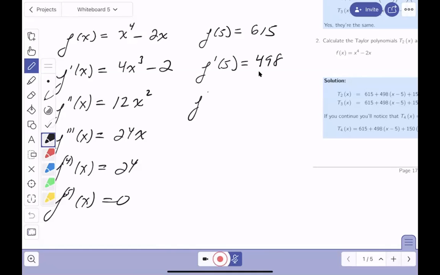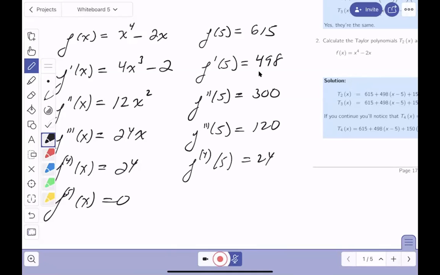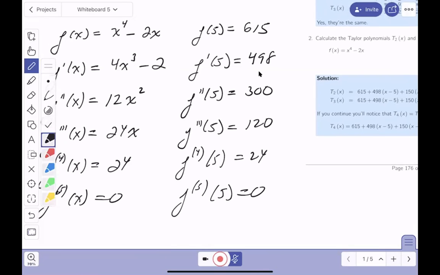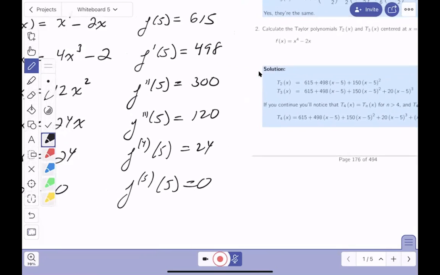And let's do f double prime at 5. We're getting easier. That's 25 times 12. 250, 300. f triple prime at 5, 24 times 5 is 120. And if I did f fourth derivative at 5, well, that's pretty simple. That's 24. And then there on out, they're all going to be 0. All right, I'll put that down for you, though. Now, someone says, I didn't think they asked for that. Well, I don't even know what they asked for at this point, but I know I have to do that. All right, what they asked for, calculate the Taylor polynomial T2, T3 at x equals 5.